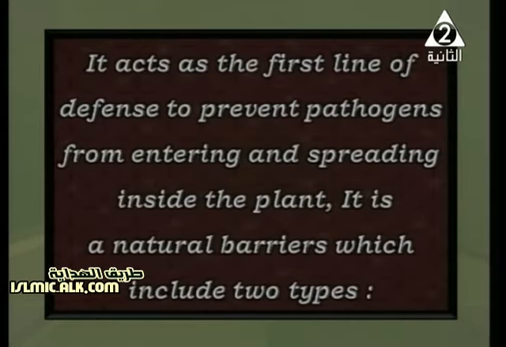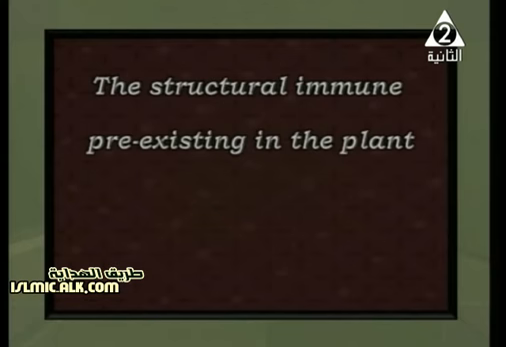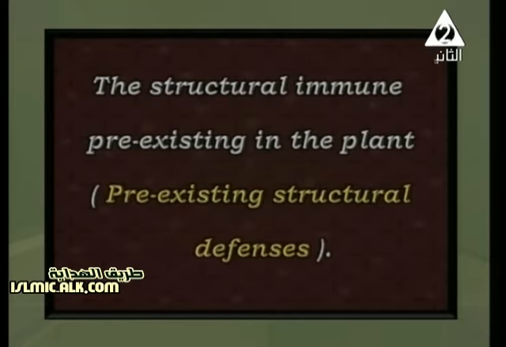And it includes two main types. The first is pre-existing in the plant, already existing in the structure of the plant, or we call it pre-existing structural defenses. Why? Because pre means they already exist before. We don't need to force the plant to secrete or to activate the plant to secrete a specific substance or something like that. It's already in its structure.